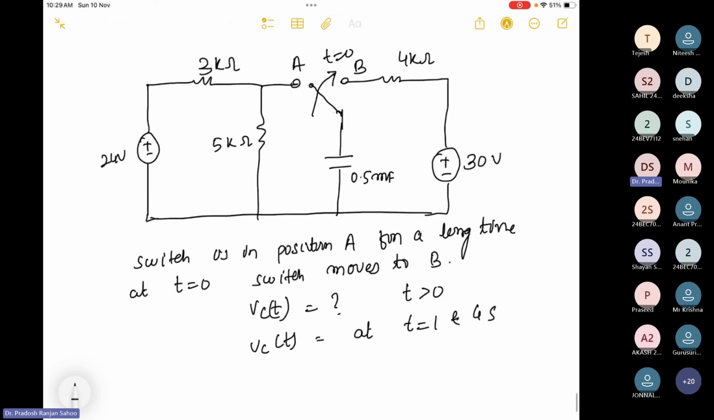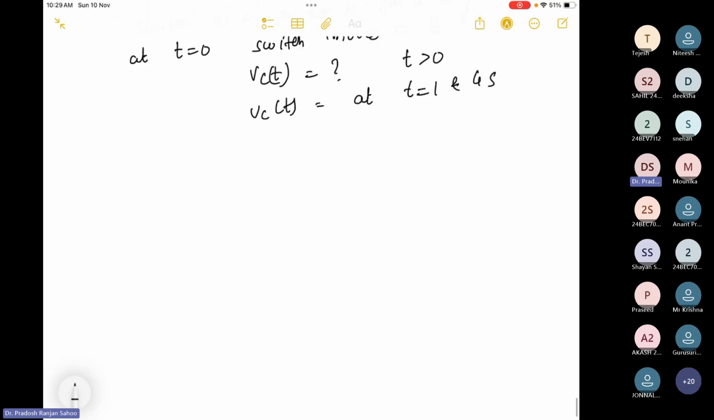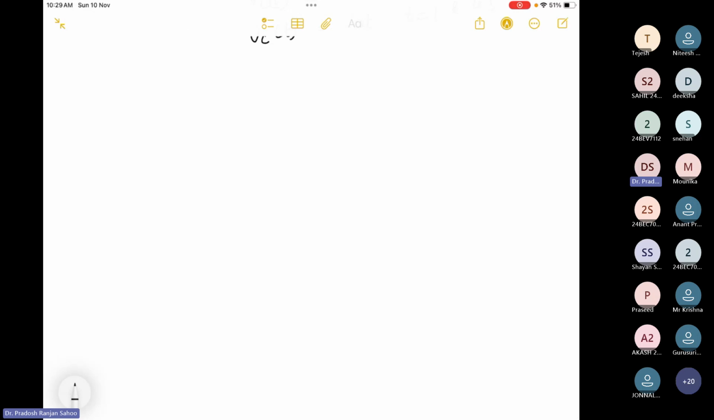So now you can see in the circuit, they are saying that the switch is in position A for a long time. At t equal to 0, the switch is moved to position B. First we will write down the diagram of when the switch is in position A for a long time. This is case 1.